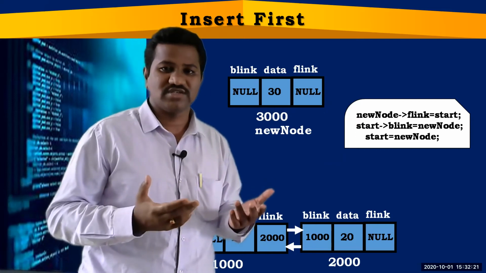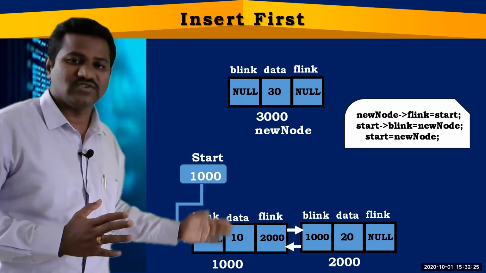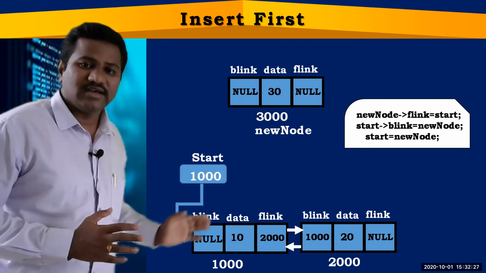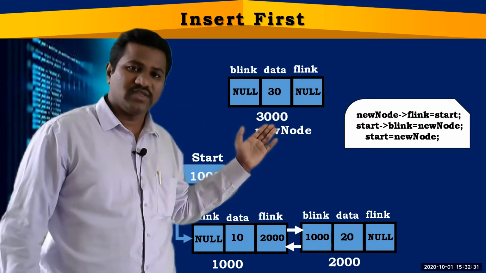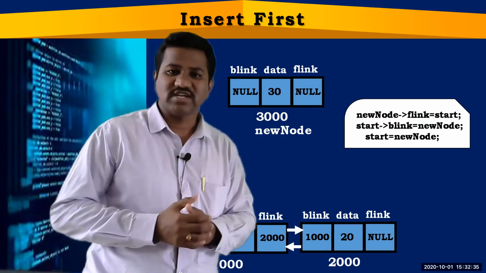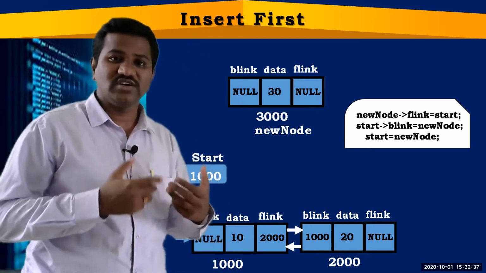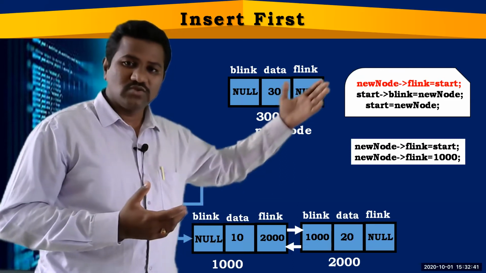How can I establish them? Very simple. The forward link of new node should contain 1000, which is stored in start, and the backward link of 1000 should contain the new node, that is 3000, which is nothing but the new node. Like this, we need to establish the links, and in order to establish the links, we'll be using those three instructions.